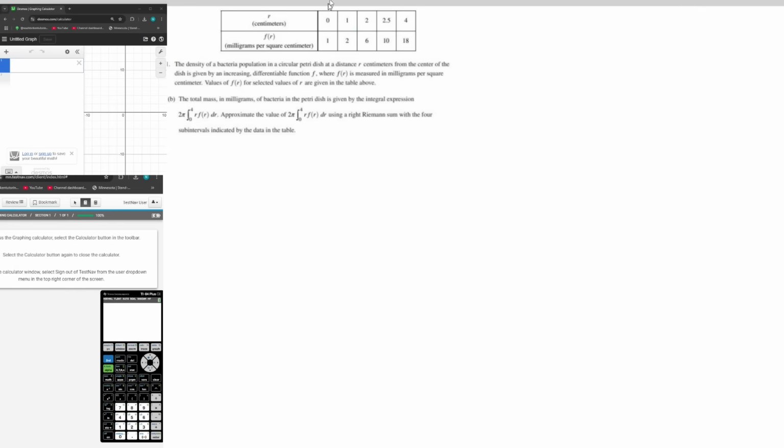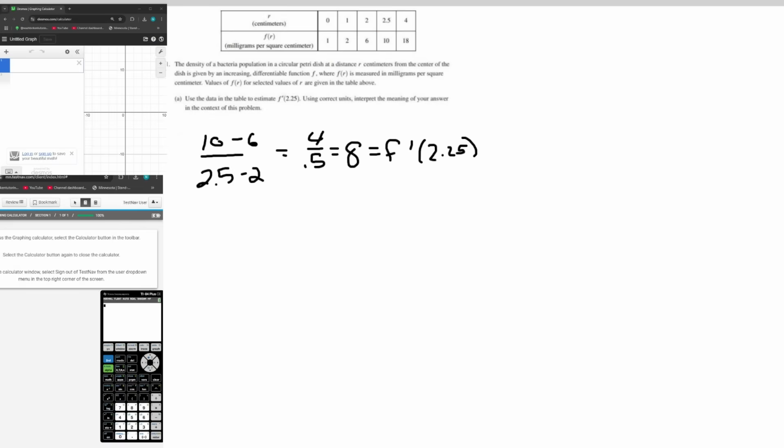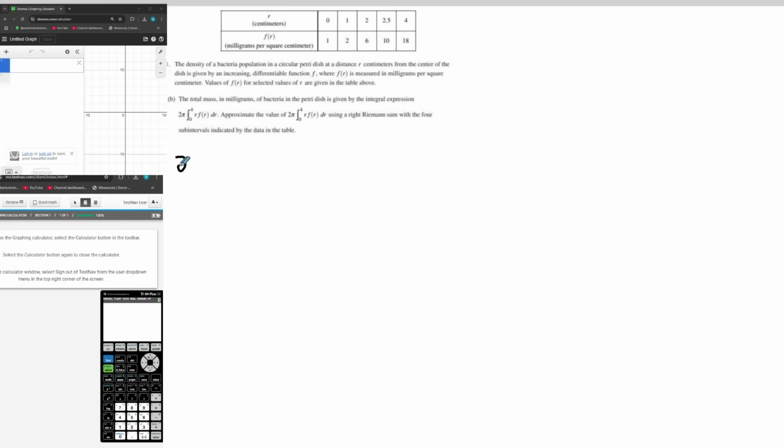So what we would do is for a Riemann sum, remember that specifically for the right one, you're going to take each subinterval. So let's say this one, which has a length of 1, and you're going to multiply the length of that subinterval by whatever the right value is. So then for the 1 to 2 interval, the right value would be 6. So we do 1 multiplied by 6. Then for the 2 to 2.5, the interval length is 0.5, and we'd multiply that by 10. And then for 2.5 to 4, the interval length is 1.5, and we multiply that by 18. But we also have to multiply each of these intervals by their respective r value. So what I would then do is I'm going to go and do 2 pi on the outside, and I'm actually going to write times the integral from 0 to 4 of r f of r dr.